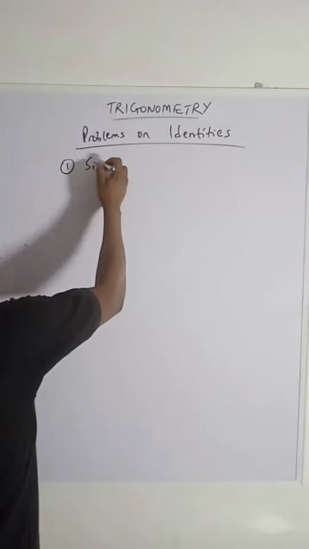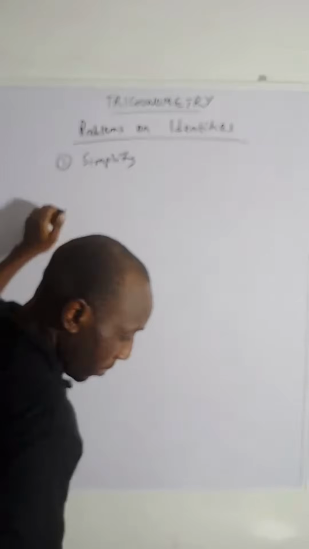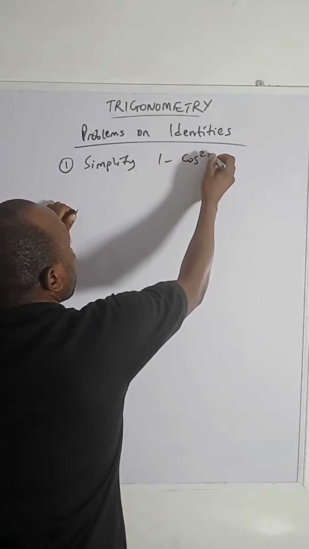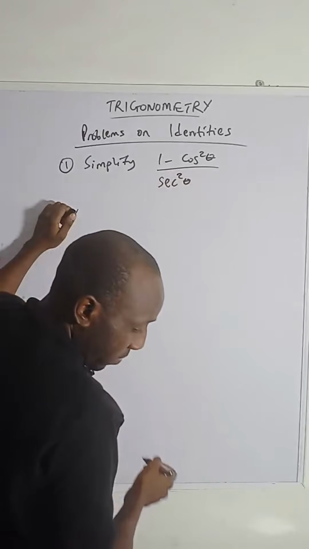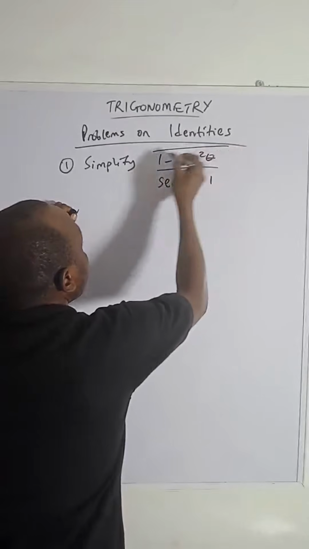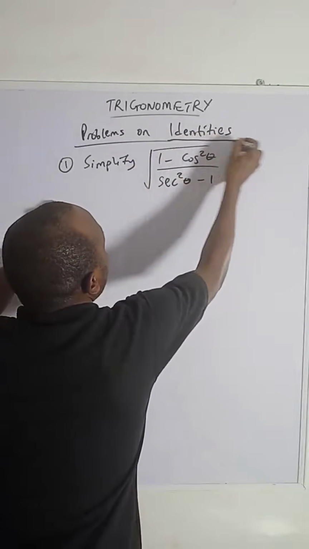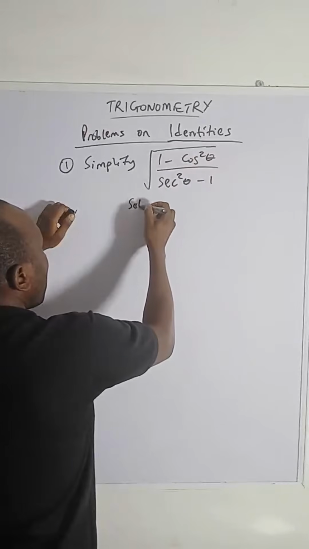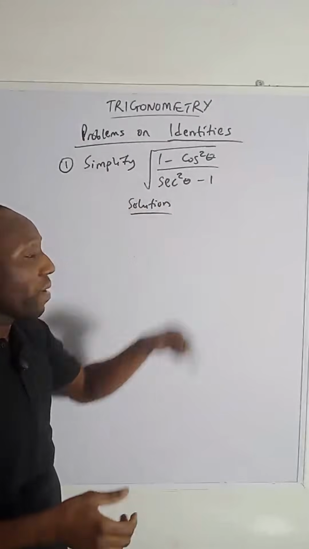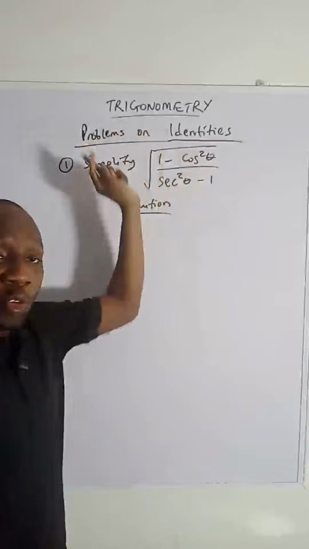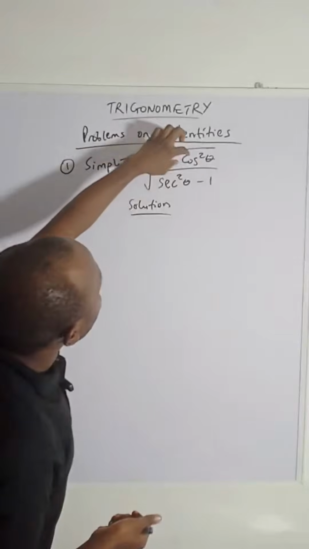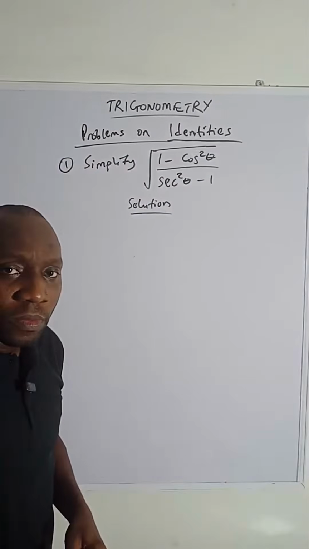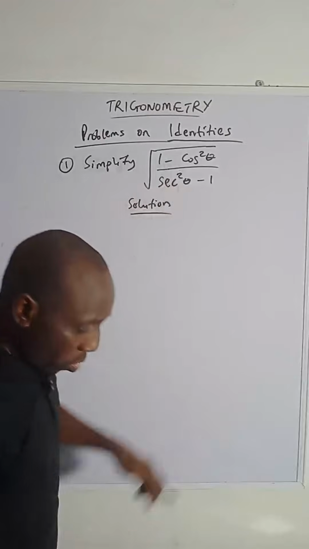Number one, simplify the square root of 1 minus cos square theta all over sec square theta minus 1. There's a square root on all of them. How can we do this? Who can tell us, what can I equate to 1 minus cos square theta?